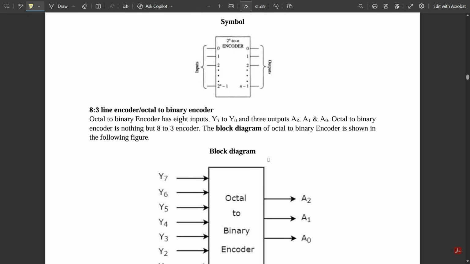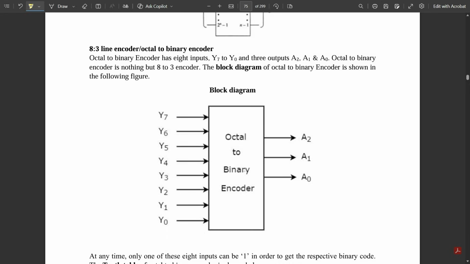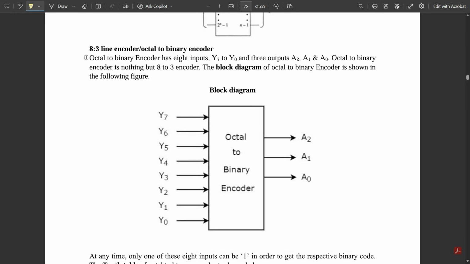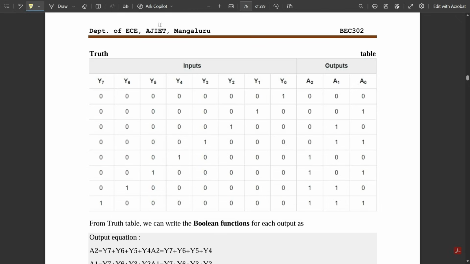You have to remember one thing in an encoder: we do not have any enable signals. Directly the input and output signals would be there, and you should represent them. The 8 to 3 line encoder is also called an octal to binary encoder. It is represented like this, with 8 inputs and 3 outputs. The truth table is also given here. It is just the opposite of the decoder. It consists of 8 inputs from Y7 up to Y0 and 3 outputs A2, A1, A0.